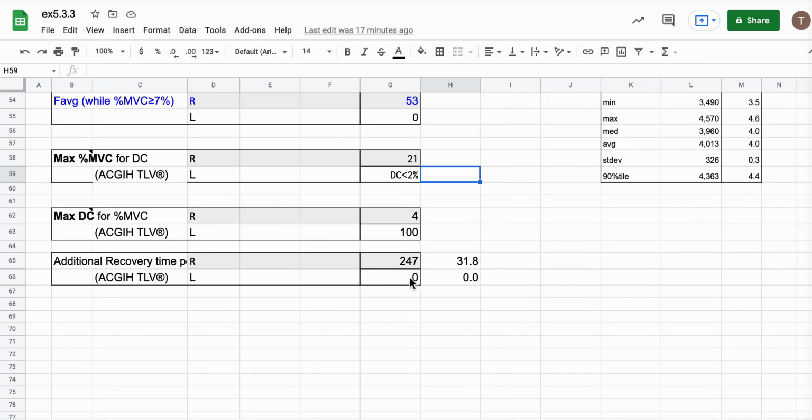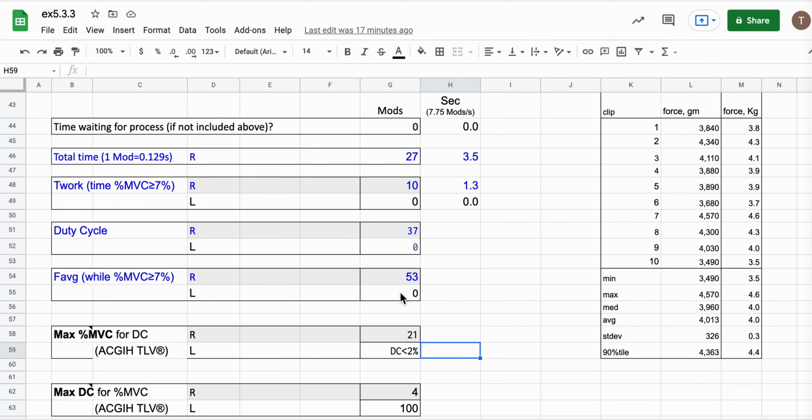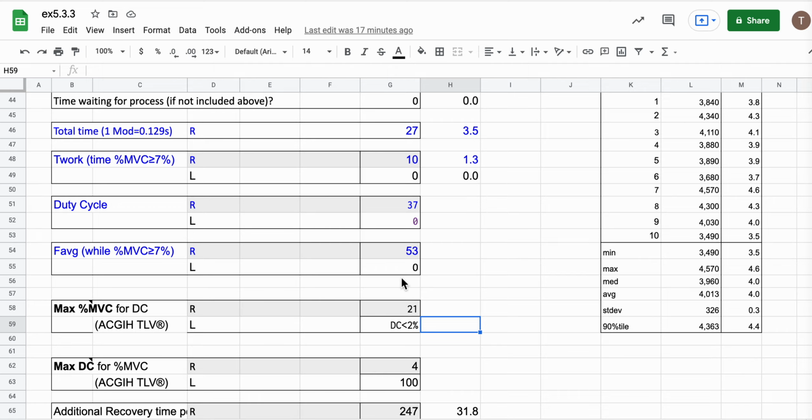It tells us that we need an additional recovery time here of 247 mods, and that's versus presently the cycle time is only 27 mods. So that means we need about 9 times as much additional recovery time as we have total work time. And I can tell you that probably would not be acceptable to most employers because that would drive up their cost of manufacturing. The good news is that there's probably some things that we can do to reduce the force rather than trying to increase the recovery time. And that is your goal for part 2 of this exercise.